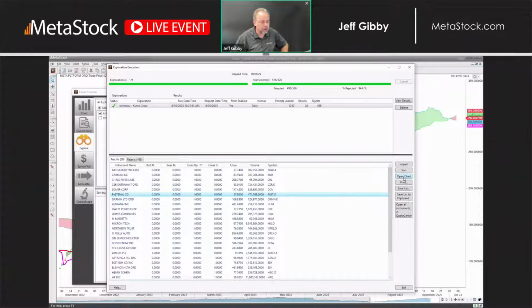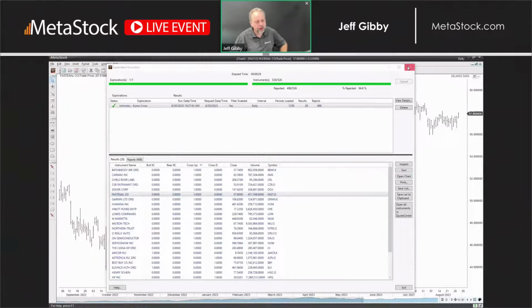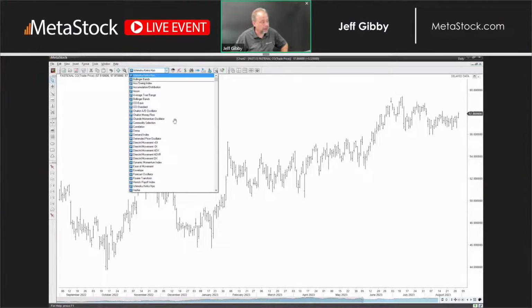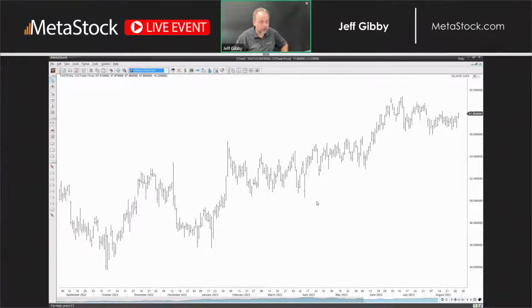So let's go ahead and take a look at Fastenal. I'll open up the chart. This is the way you can set it up as well. This is just a clean chart, and if you wanted to see the Ichimoku, take it out of this indicator quick list here and just plot it on the chart.